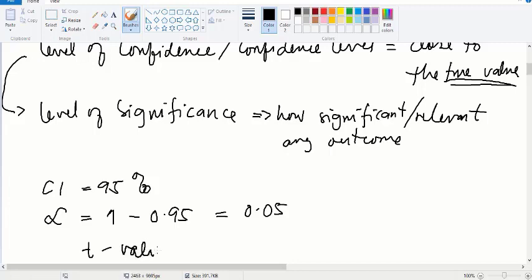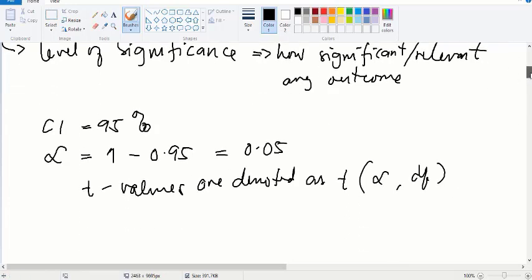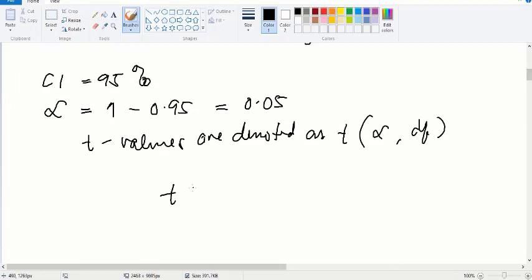Because t-values are denoted as coordinates, they have two components: the alpha and the degrees of freedom. So, let's take an easy example. Let's say I have an alpha of 0.05 and the degrees of freedom is 19. How will I get the t-value of these components?